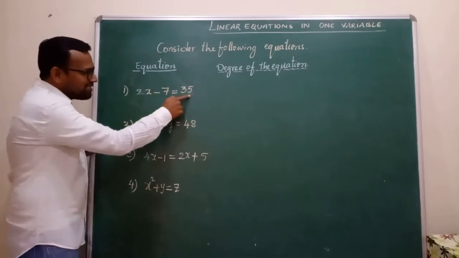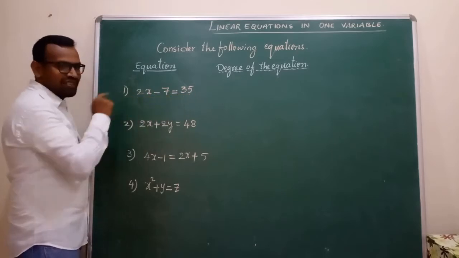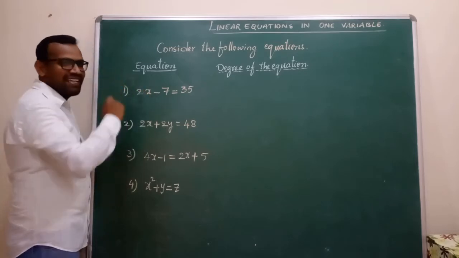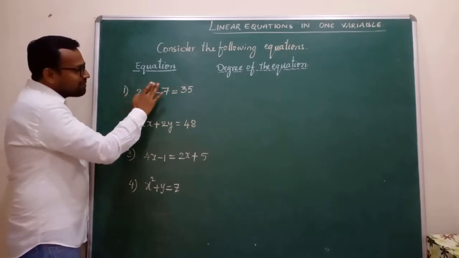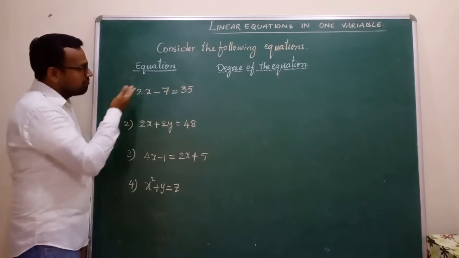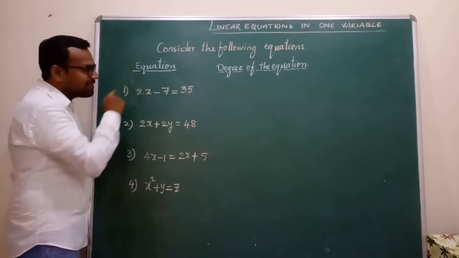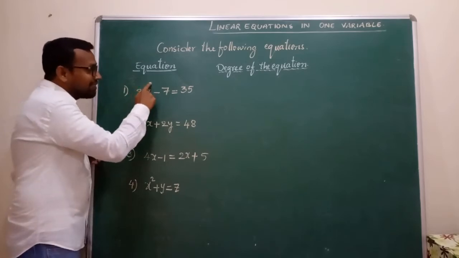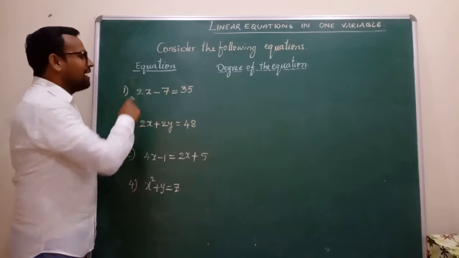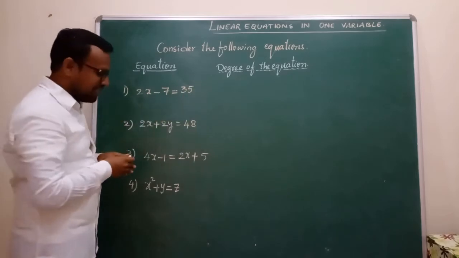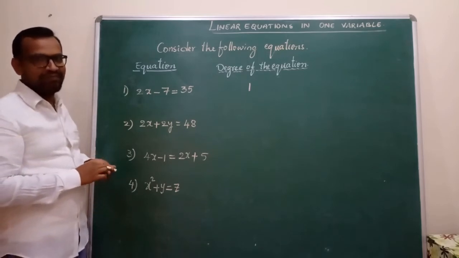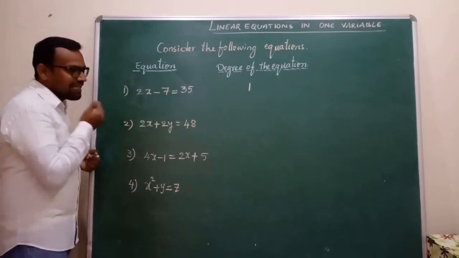Now, what is the variable present in this equation? Yes, x is the variable. And what is the power or the index of this variable? Do you find any number over x? No. That means the index is 1, means the power is 1. So the degree of this equation is 1, isn't it? Next, let us see the second equation.